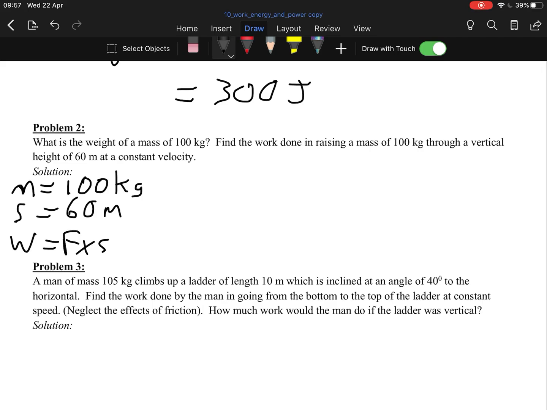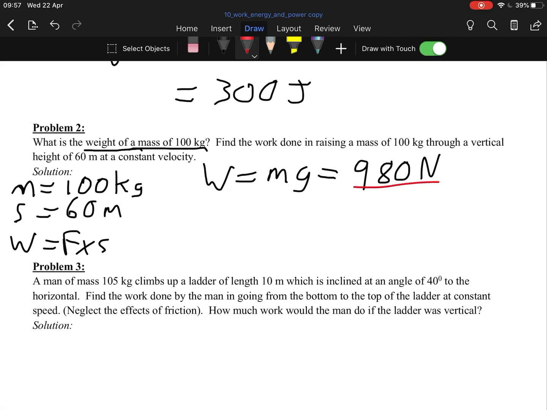So what is the weight of a mass of 100 kgs? I'll give you a second to think about that. Weight looks similar, but it's different, it is mass times acceleration due to gravity. So that's going to be 100 times 9.8, which should give us 980 newtons. You see, weight is in newtons.